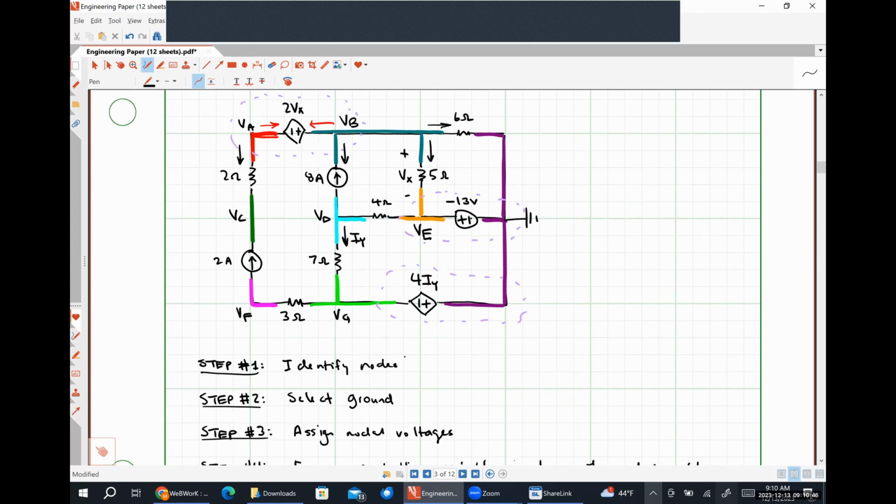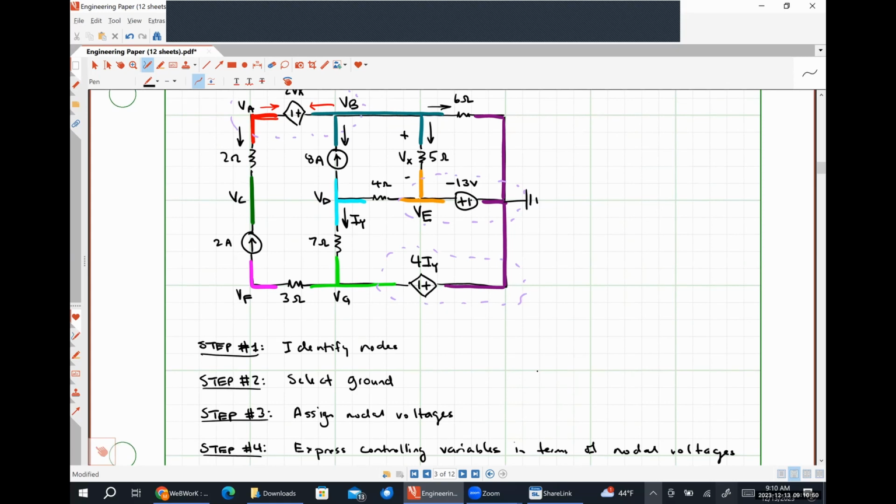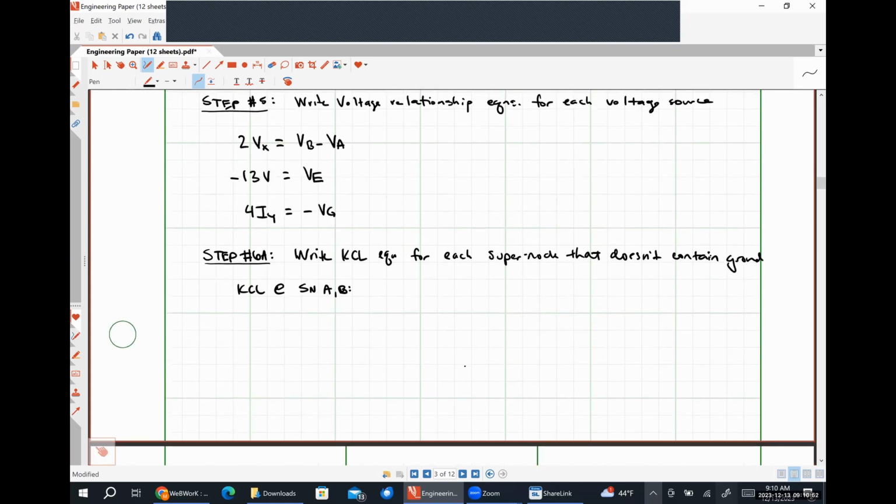VA minus VC over 2 ohms, absolutely correct. Thank you. I think that was Brandon. Yeah. Now we have, sorry, that should be 2, not 3.